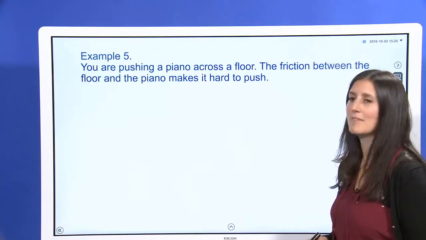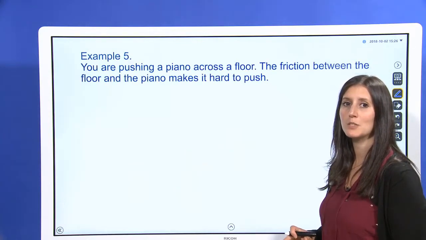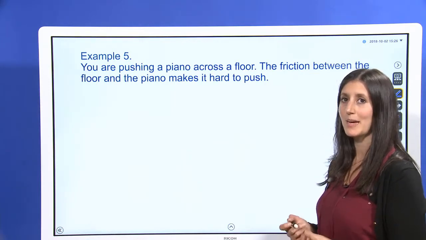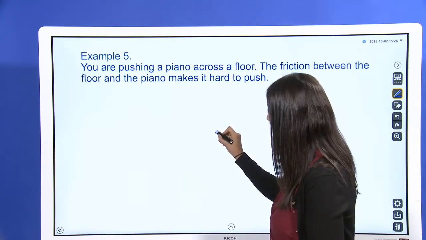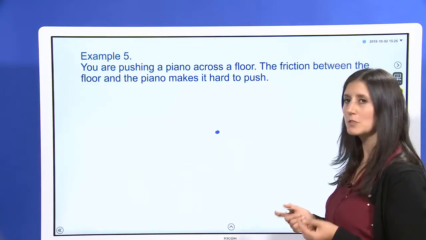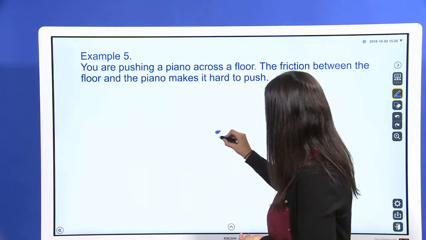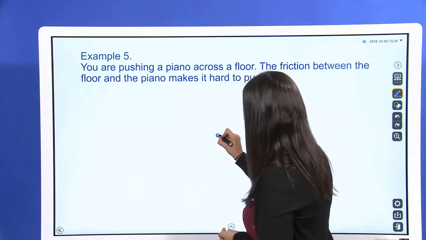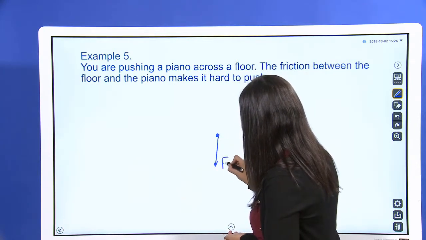Okay, example 5. You're pushing a piano across the floor. The friction between the floor and the piano makes it hard for you to push it. So let's draw a free body diagram. This time we're drawing the free body diagram of our piano. We're still going to represent it as a dot. The first force we can always put in is the force of gravity, and it always points straight downwards. My piano is a dot. The force of gravity points straight downwards, Fg.